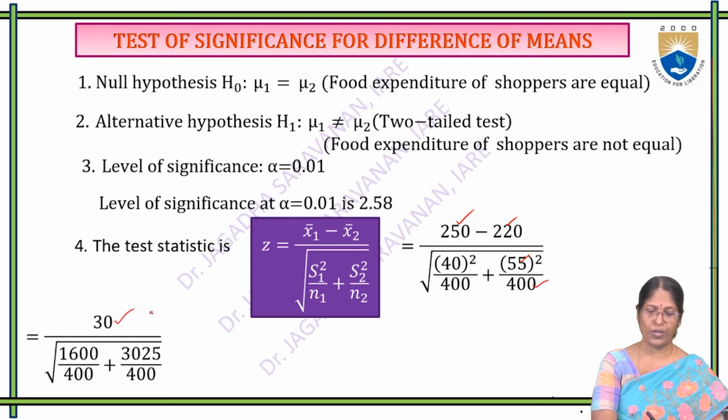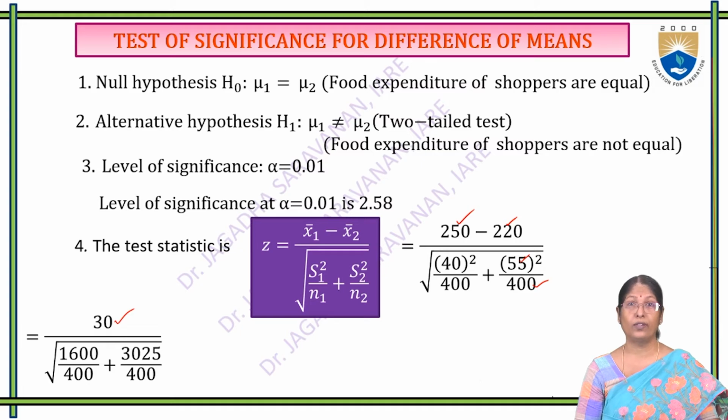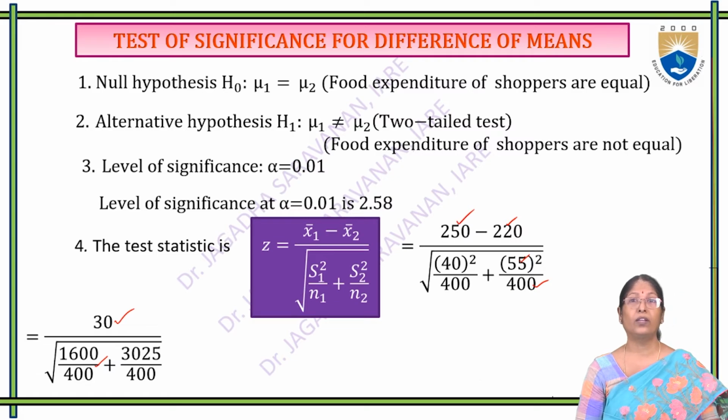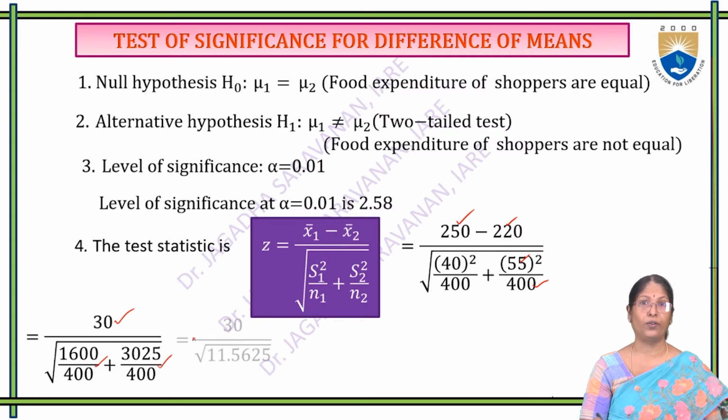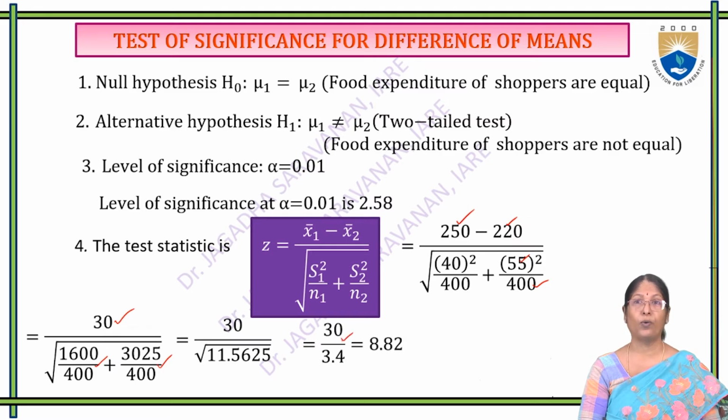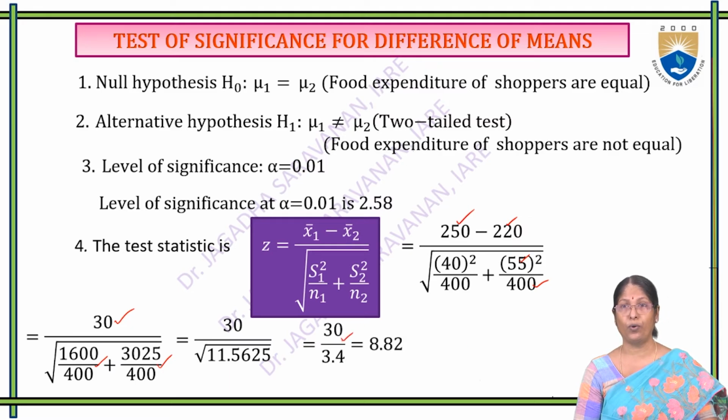So the numerator we obtained 30, whereas the denominator is square root of 1600 by 400 plus 3025 divided by 400. So the fraction we obtained is 30 divided by square root of 11.5625. In the lowest form, 30 divided by 3.4, which is equal to 8.82. So the mod is also 8.82? Yes.